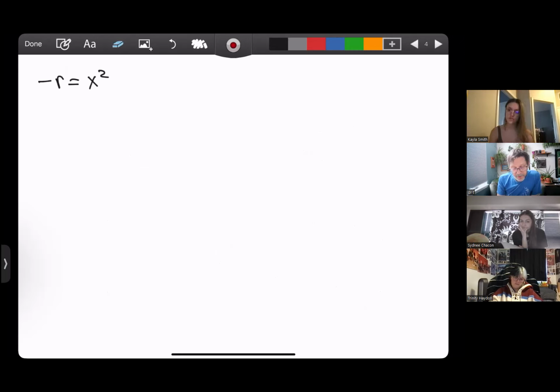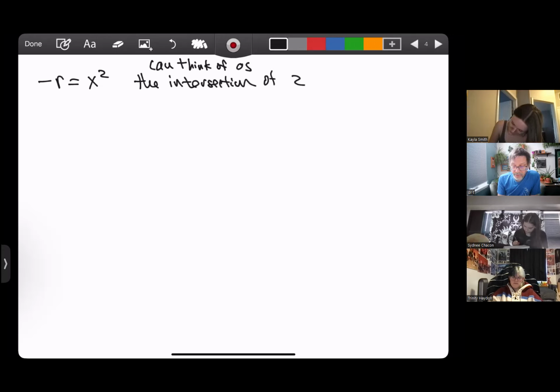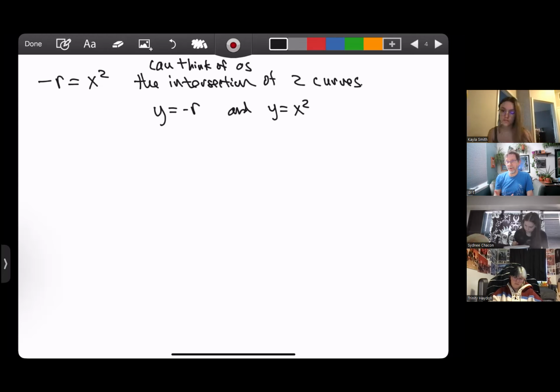What we have here is really the intersection. So we can think of this as the intersection of two curves. The first one is y equals negative r, just a horizontal line, because r is a constant, and the other is y equals x squared. And this is the trick in understanding how to decide what is happening as the parameter r changes.